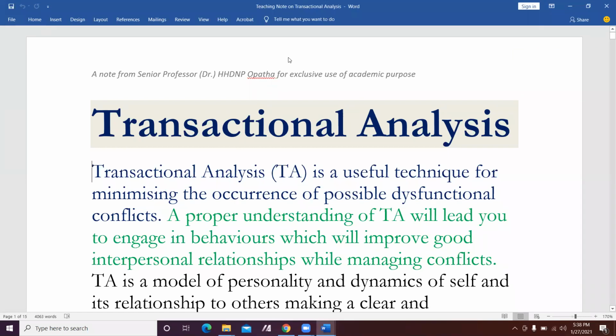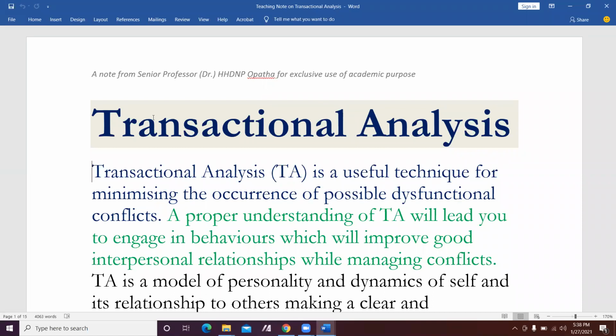Okay, today's session is on transactional analysis and assertiveness. Part 1 is on transactional analysis. Part 2 of today's lecture is on assertiveness. Let's go to the first one, transactional analysis. I hope you have not done this under any course yet, so I hope this is going to be a new one.